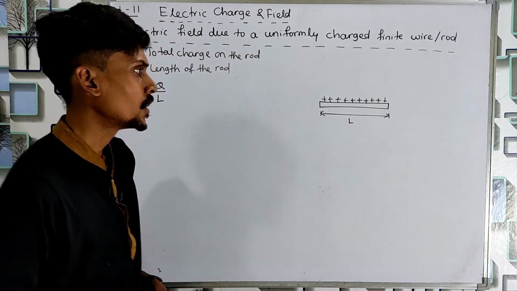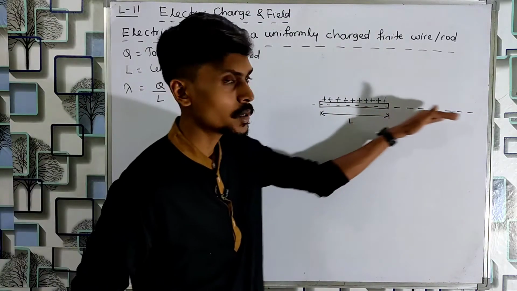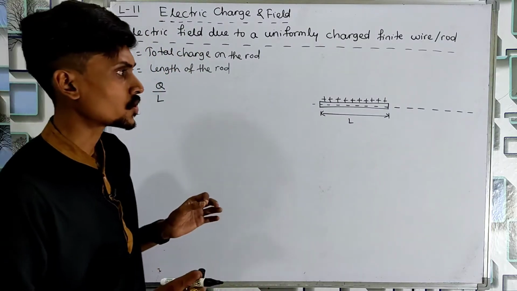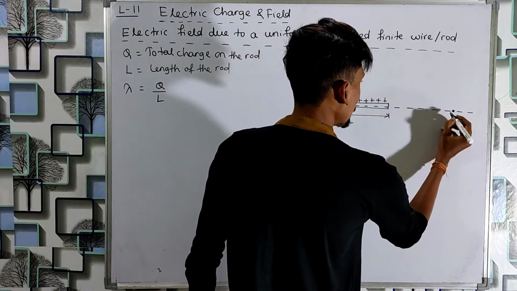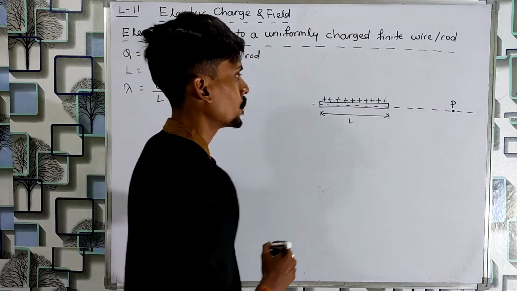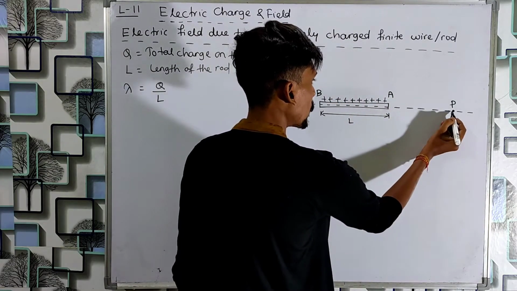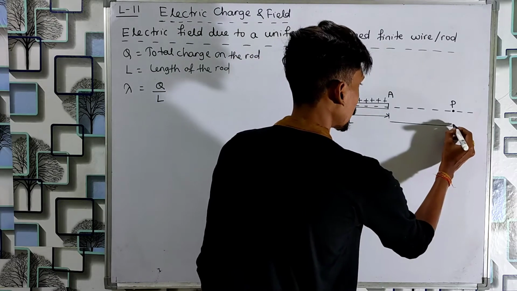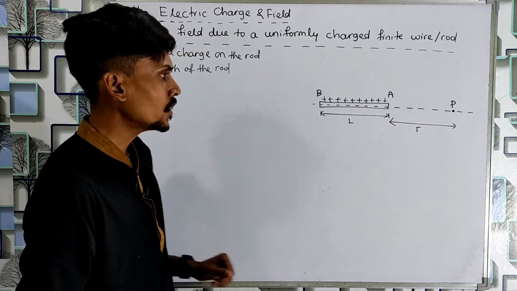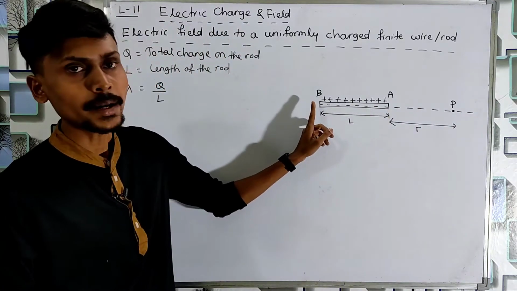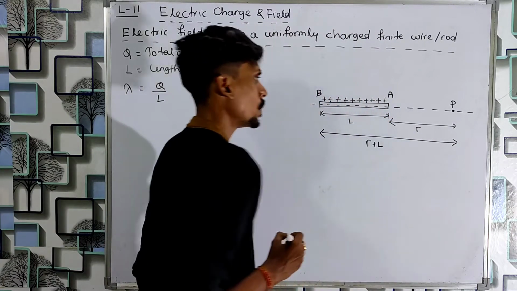So what is an axial point? If this is the rod, then this one is the axis of the rod. Is that clear? And any point on the axis is known as an axial point. Suppose I choose a point P here, such that the distance of point P from the end A is R. This is end A, this is end B. Then the distance of point P from the end B will be how much? It will be R plus L.